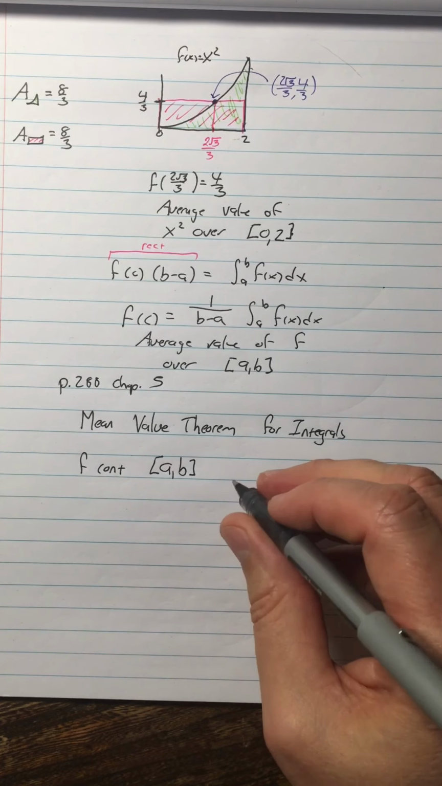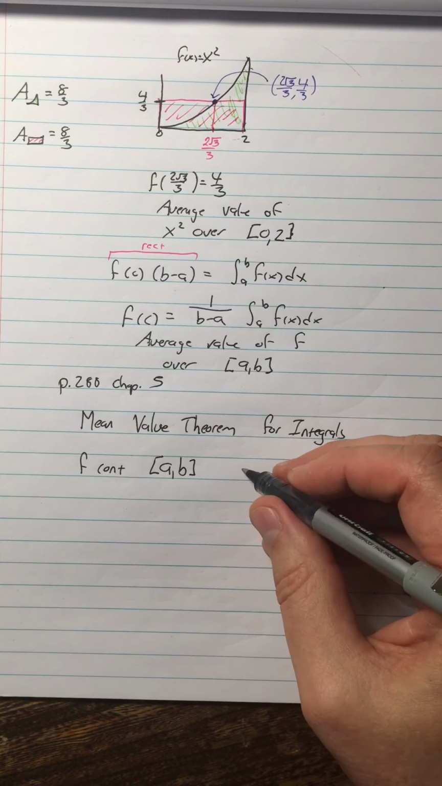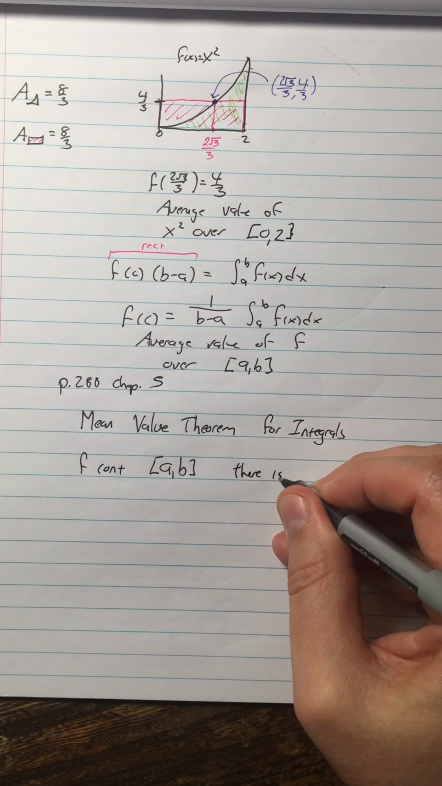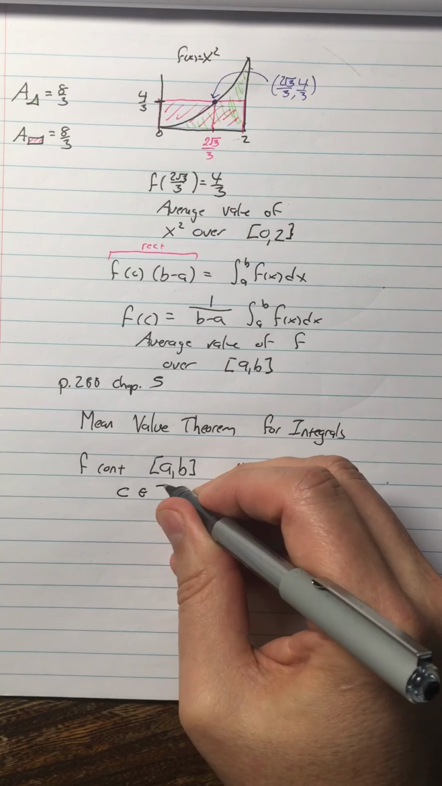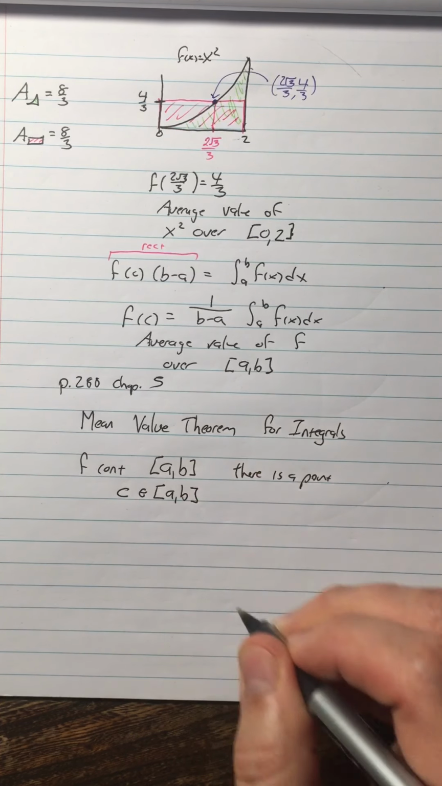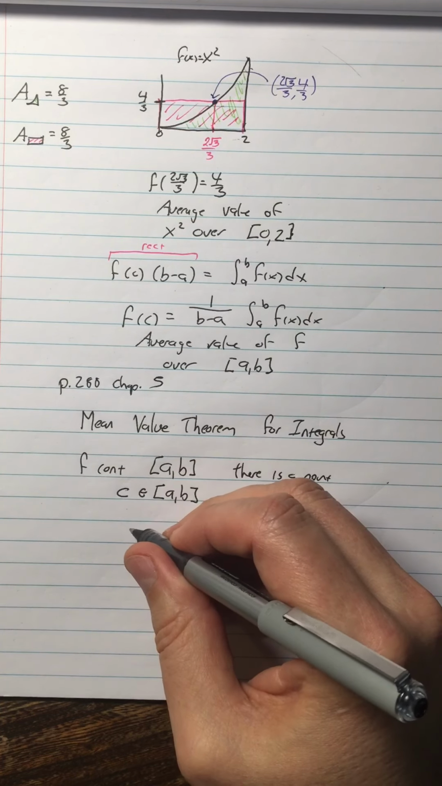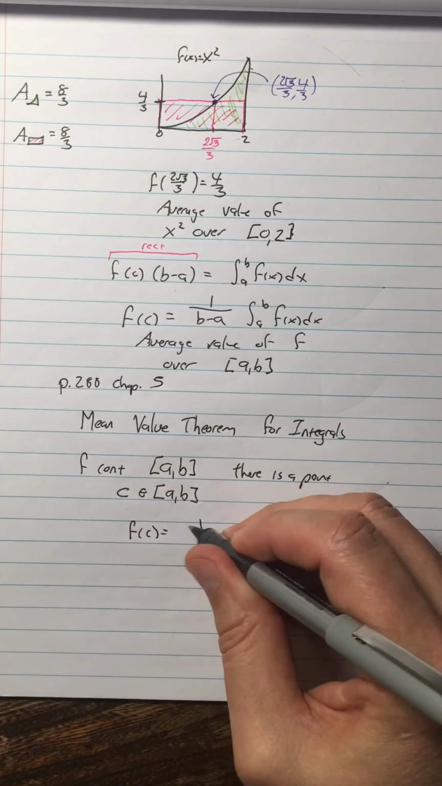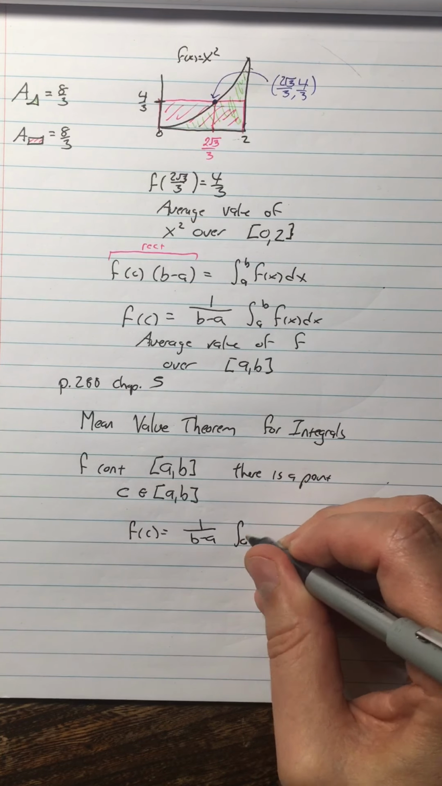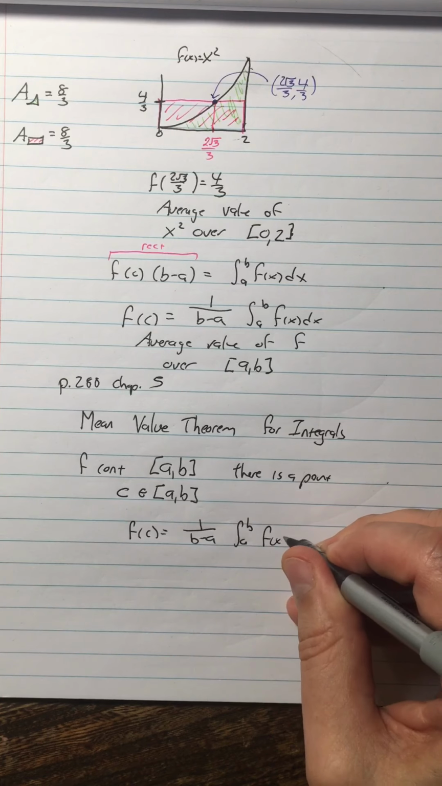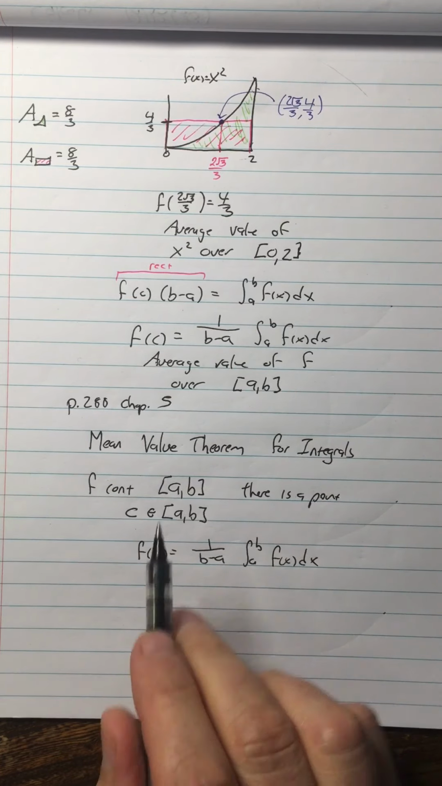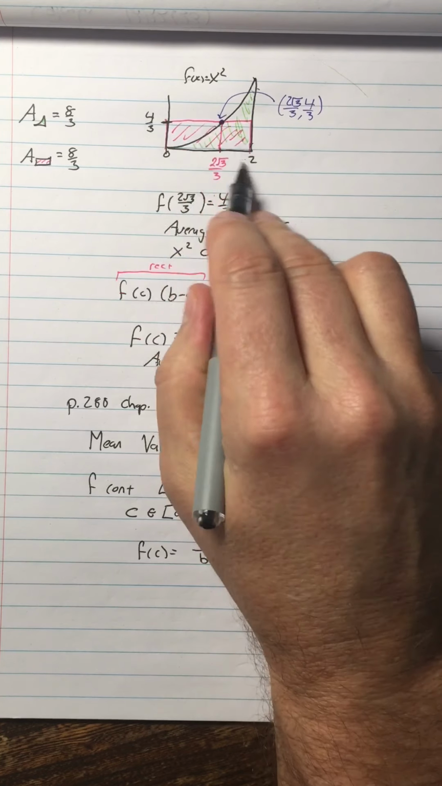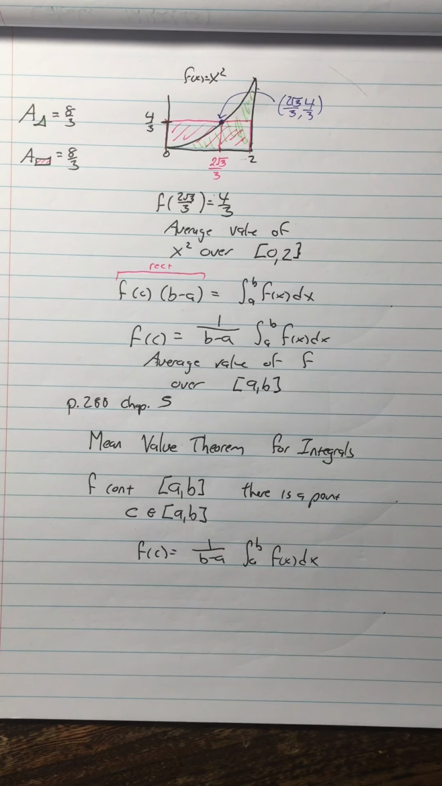But it says there exists a point C, and that C is in the closed interval AB somewhere, such that f of C equals 1 over b minus a times the integral from a to b of f of x dx. A seemingly silly thing, but what it's really saying is there's always a magic point where you could evaluate the area using one rectangle and have that area be exact.